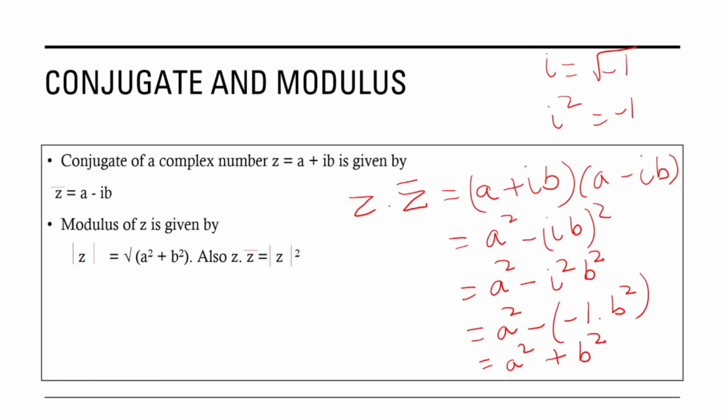We saw just now that the modulus of the complex number z is equal to square root of a square plus b square. So a square plus b square is equal to modulus of z the whole square. So this is how we have got z into z bar is equal to mod of z the whole square.